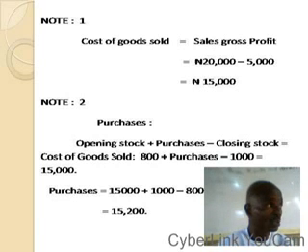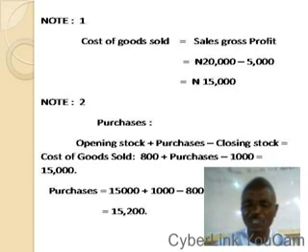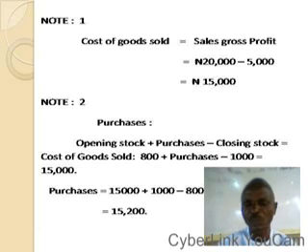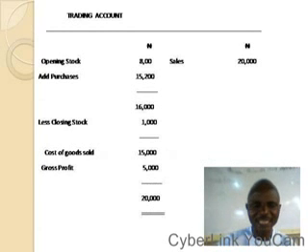to 15,000. When you have 15,000, you now rearrange, make the purchases the subject of the formula. You have 15,000, 1,000 over the equal sign we change to plus 1,000, plus 800 over the equal sign we change to minus 800. 15,000 plus 1,000 minus 800 will give us 15,200. That's how we arrive at the purchases.